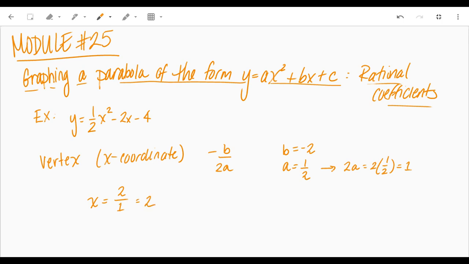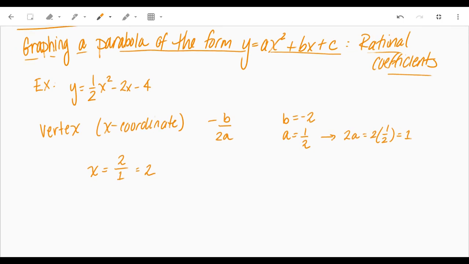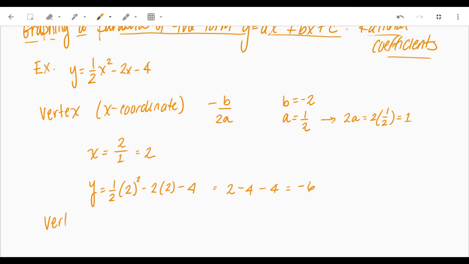And then remember, if you know x, you can find y. y would be 1/2 x squared minus 2 times x minus 4. We can do that pretty easily. 2 squared is 4. Half of 4 is 2. So 2 minus 4 minus 4, which is -6. So we have our vertex at 2, -6.